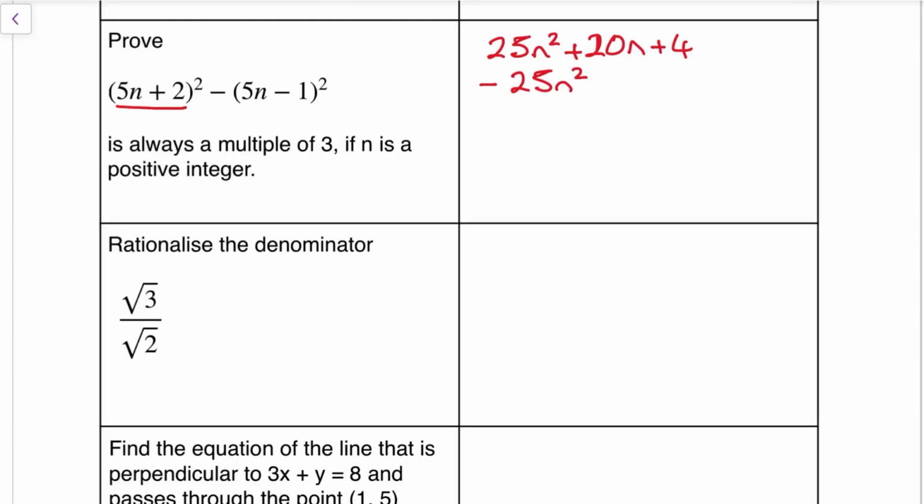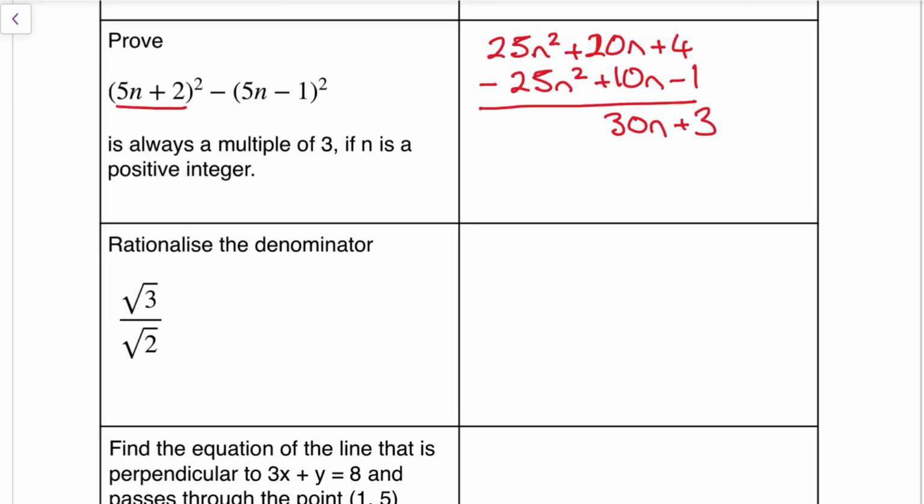Double it is minus 10, and that's a minus again, so it's plus 10. Be super careful with your double minuses there. And then minus 1 times minus 1 is plus 1, but it's still a minus, which gives me minus 1. And if we add these together, now the reason I say add is because I've put the minuses in already. So 25n squared minus 25n squared goes away. 20n plus 10n is going to give me 30n, and 4 minus 1 is going to give me 3.